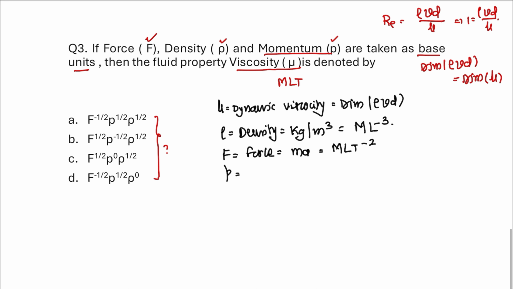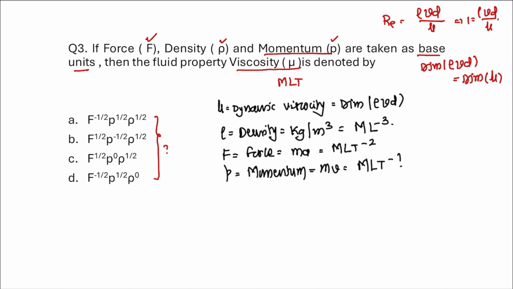Next P. That is momentum. Please remember, if it is given as a momentum, take it as a momentum only, don't take it as a pressure. Momentum is mass into velocity, that is equal to m into L into t to the power of minus 1.